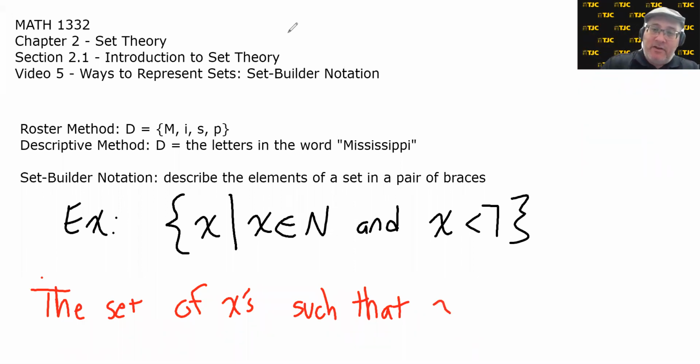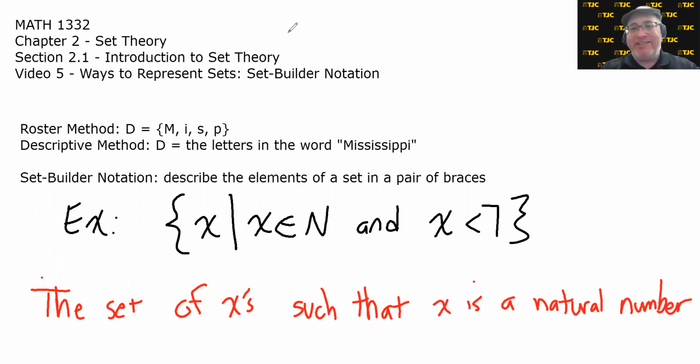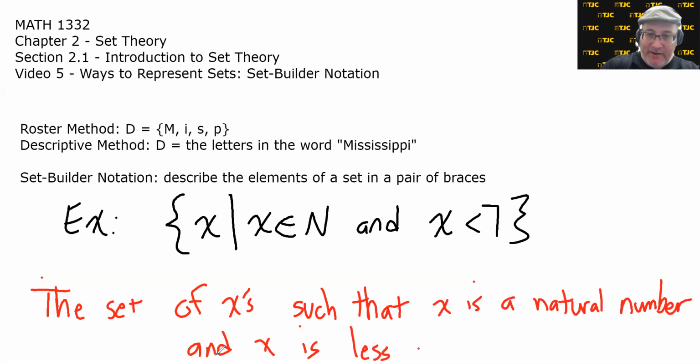Let's actually write it out in words. This is the symbol for is an element of, so we could say x is an element of the natural numbers, or we could say x is a natural number. Again, more specifically, we could say x is an element of the natural numbers, and x is less than 7.